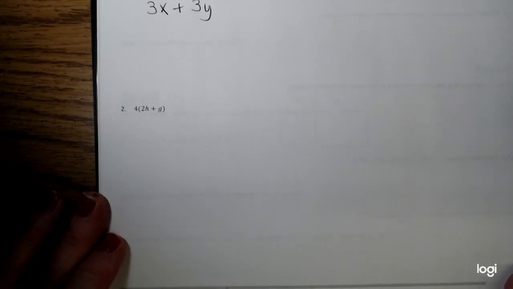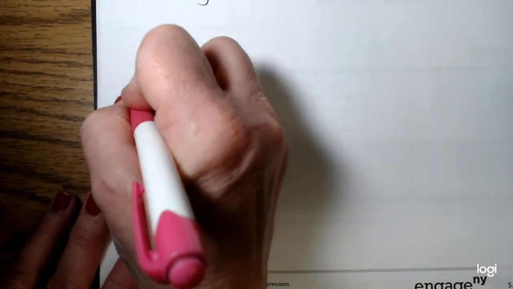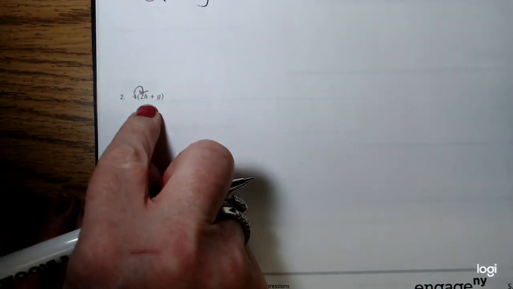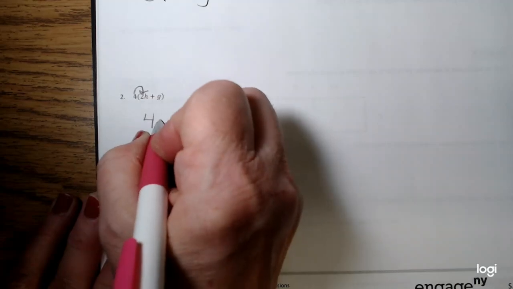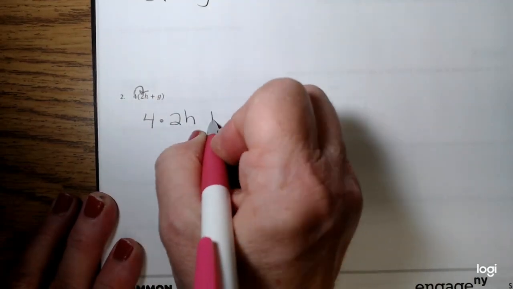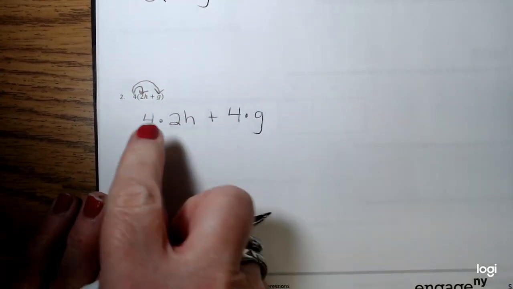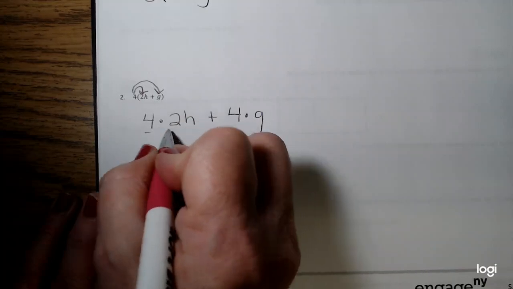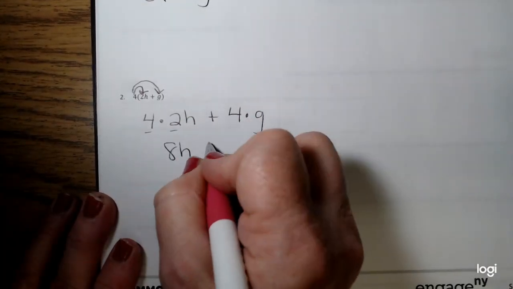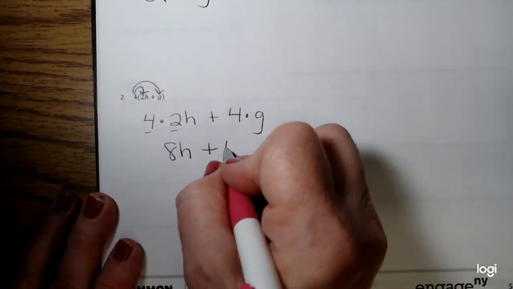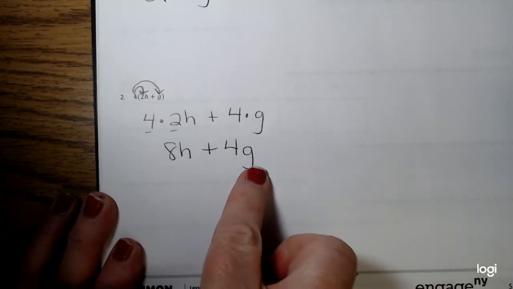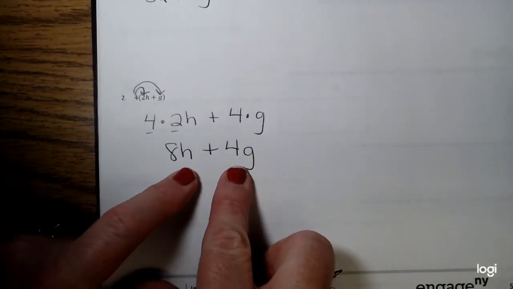Once again, we're going to distribute the 4. We're going to take the 4 times the first term. So we're going to write here 4 times 2h. Then we have a plus, and then we're going to distribute the 4 times g. 4 times 2h, well, 4 times 2 is 8h, plus 4 times g is 4g. So we have now 2 terms for our final answer.